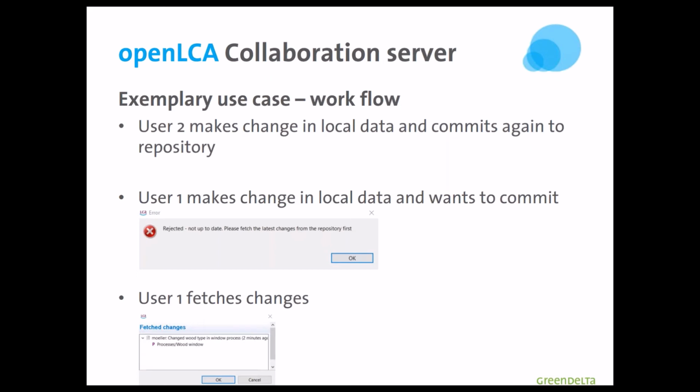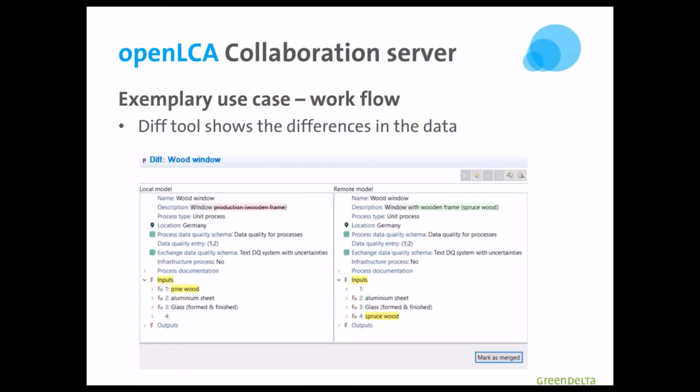So he first needs to fetch the new version, or rather fetch the changes that user 2 has done. And he will see an overview of all the changes and all the differences, and has to decide for each element separately what he wants to do, whether he wants to accept the data as it is on the repository or keep his local version. And afterwards, after he has decided on this, he can commit his changes again.